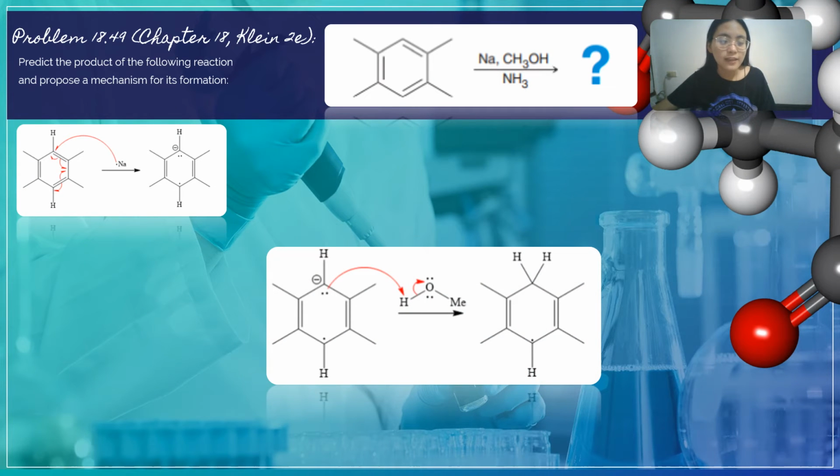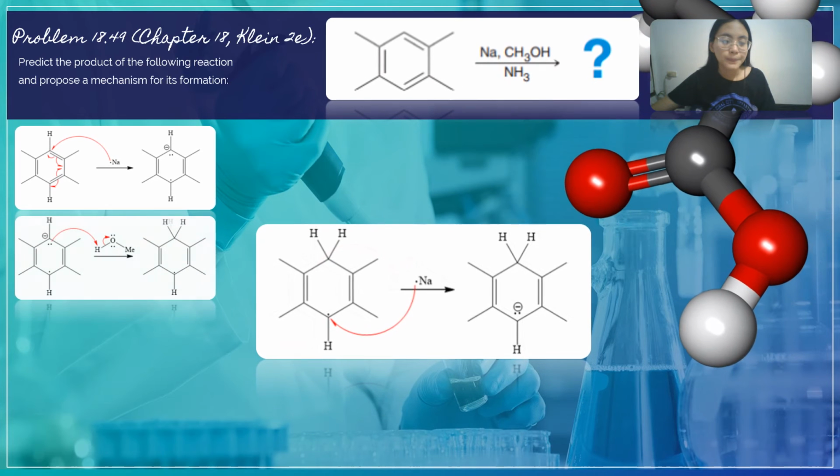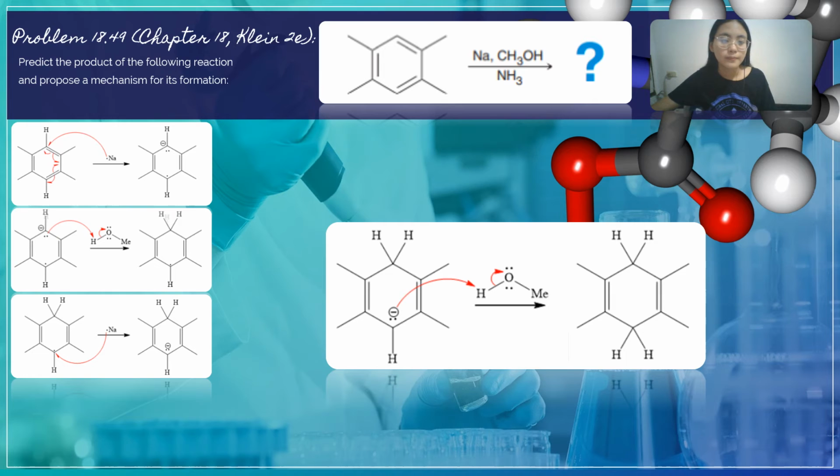Quenching of the anion via proton abstraction from the methanol gives us a radical intermediate, as shown here. Moving on, a fresh atom of sodium can then donate its electron to this radical, resulting in a carbanion as shown here. Pushing forward, quenching of the anion via proton abstraction from the methanol gives us this final product.